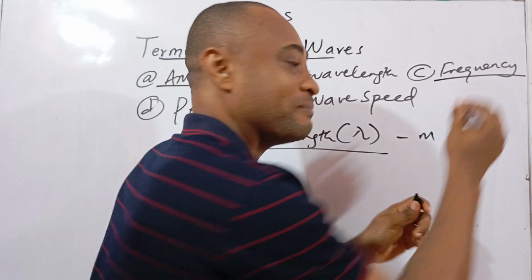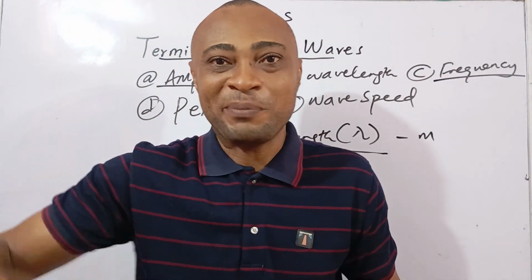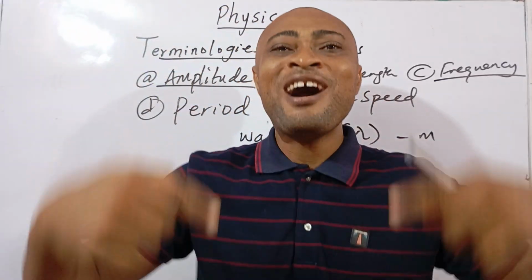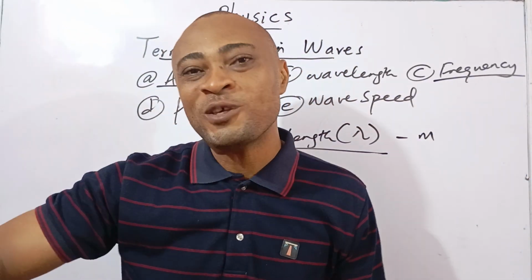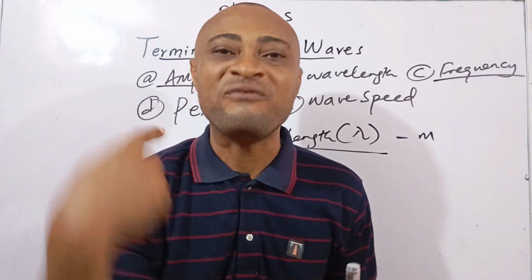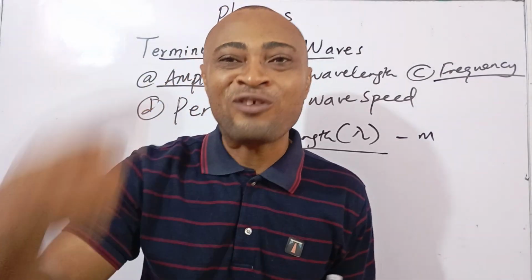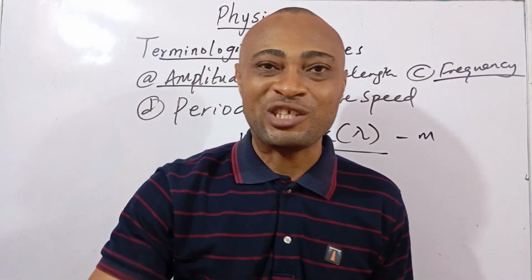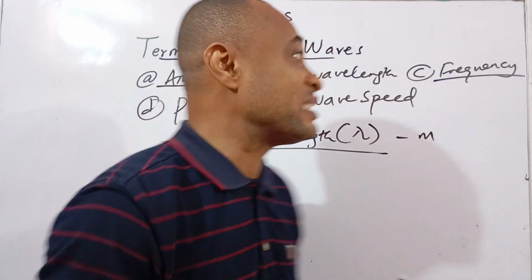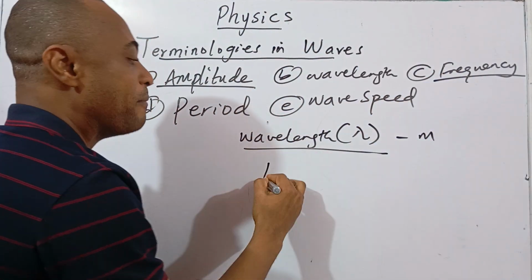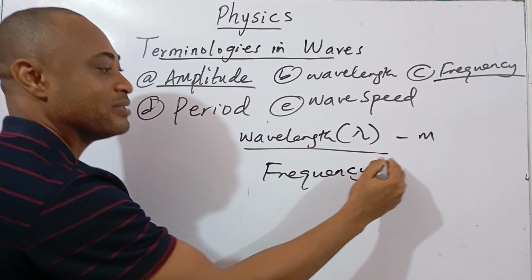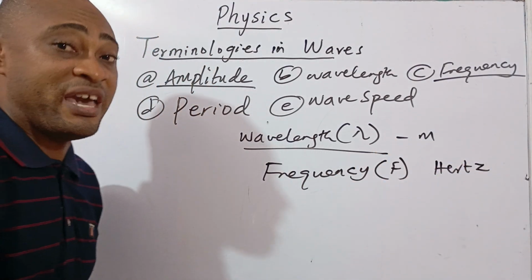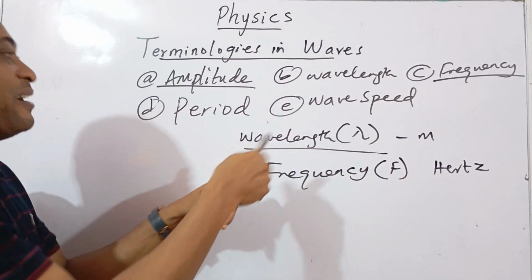Beautiful. Frequency. Frequency talks about occurrence. So if I want to define frequency based on my wave, it is the number of complete oscillations or cycles performed by a wave in 1 second. That is what? My frequency. Please take note that frequency, symbol f, is measured in hertz. Take note, measured in hertz. I'm coming to give you the formulas.